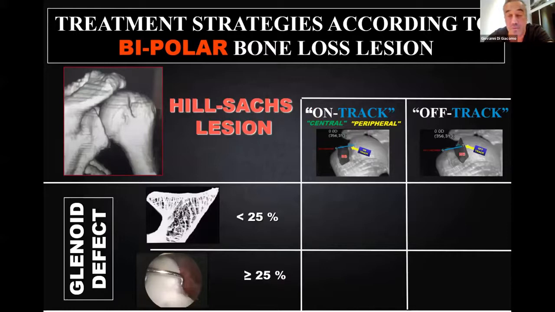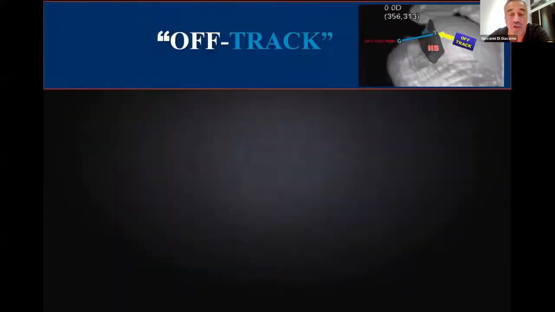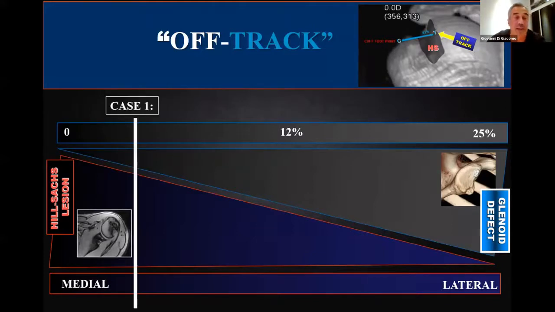Then there is another group of patients that are off track, and they have a glenoid bone loss that is less than 25%. I did once again a magnification of these patients. And you can have a patient that has a Hill-Sachs lesion that is off track mostly for two reasons. One of the two main reasons is case one, where the Hill-Sachs is very large. The Hill-Sachs is very medial. That's the reason the Hill-Sachs is off track. So the culprit is the Hill-Sachs.